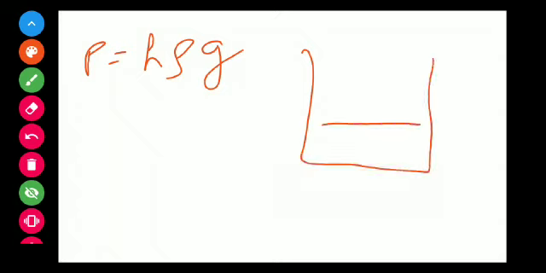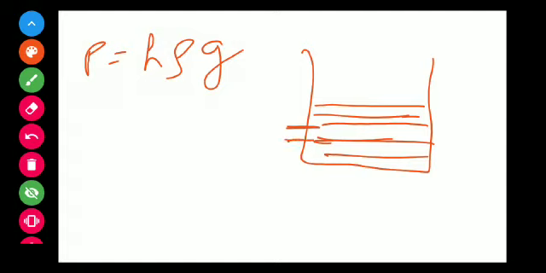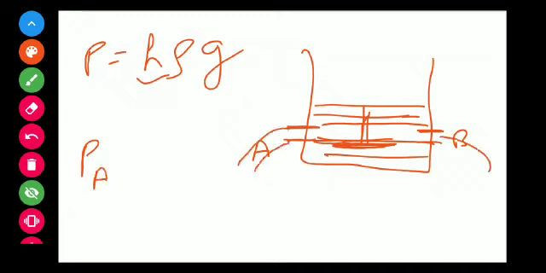Next, if we put a hole, the pressure due to liquid is h rho g. So this is your container, and this is the level of liquid. We put a hole at point A, and at the same level, point B. Therefore the depth of A and B in this case is the same. So at the same depth, pressure is the same. Therefore the pressure at this point is equal to the pressure at this point.